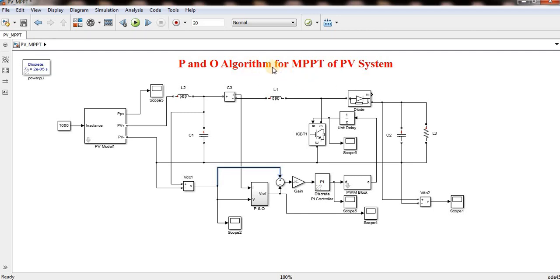Nearly 8 to 10 applications I will explain, using the same P&O algorithm, showing how to design the proper P&O algorithm. So the selection of resistance is very important while designing the controller. You can't take a random value for this.